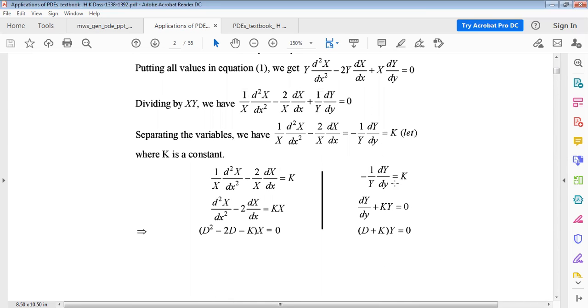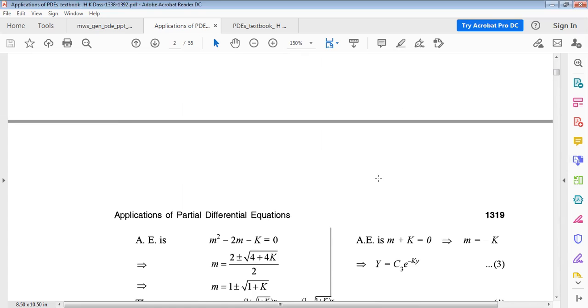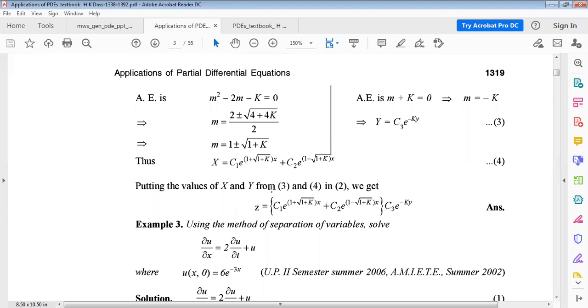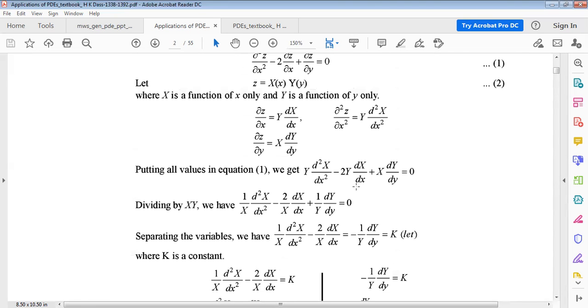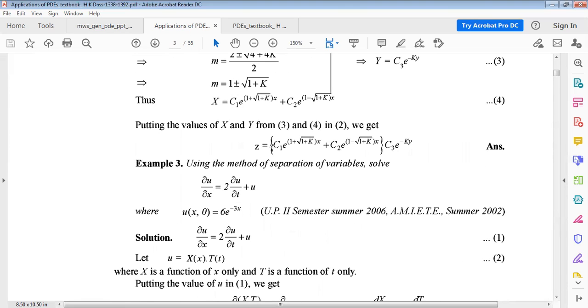Now for the other one, this is also an ordinary differential equation with constant coefficients. This can be written as D plus k, and auxiliary equation will be m plus k equals to 0. m equals to minus k. So Y will be c3 e to the power mx, m means minus k, e to the power minus k y. So there are three constants. Then putting the values of X and Y in equations 3 and 4, that means this equation gives the solution. Just putting the values of X and Y. Very easy for you. If you understand only one maths, you can solve.